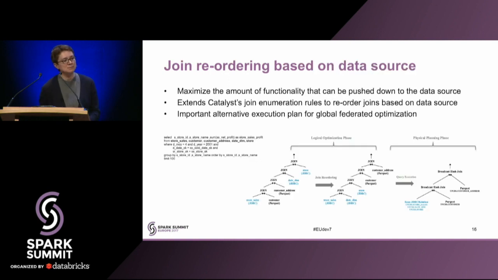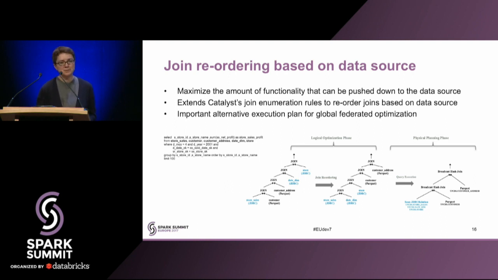Another heuristic is to maximize the amount of functionality that can be pushed down to the data source. Here we have an example of a five-way join with some data coming from a relational database using the JDBC API and some other tables defined on HDFS in Parquet files. The default join ordering in Spark might mix the tables from the two data sources. To maximize the operations that are pushed down, we extend the join enumeration in Catalyst to reorder the join based on the data source.